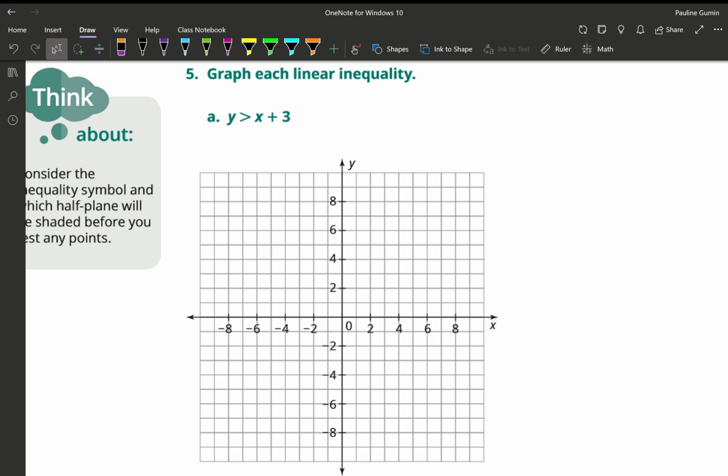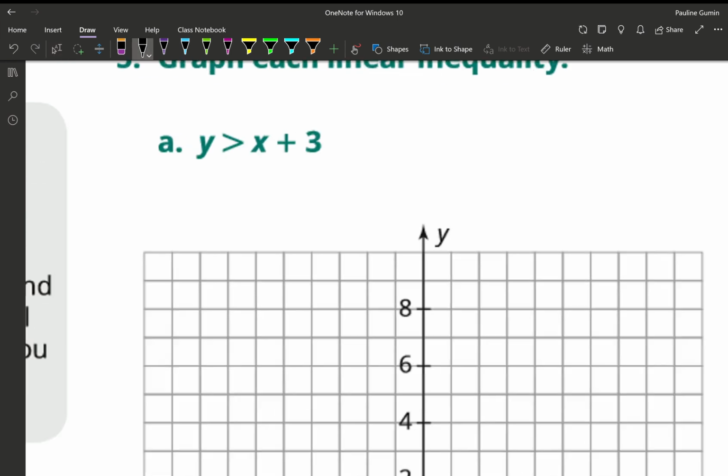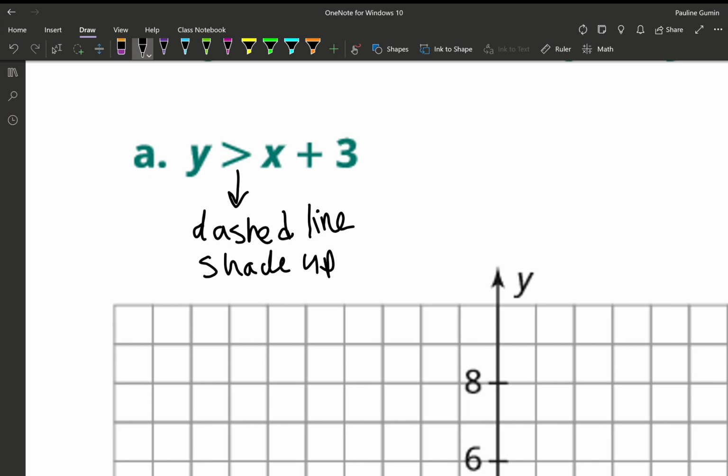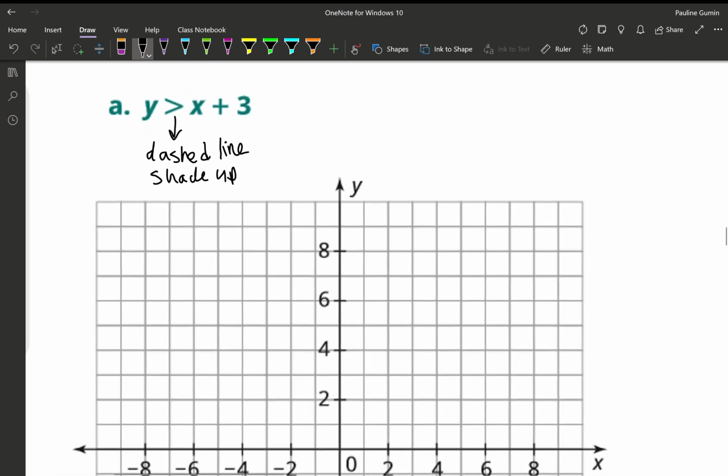All right. For letter A, let's start off with thinking about the symbol. So the symbol doesn't have a solid line underneath it. So that means it's going to be dashed. It is a greater than, so that means we're going to shade up. Okay, that helps. Let's get started. The y-intercept is +3, so we're going to put a dot on +3.